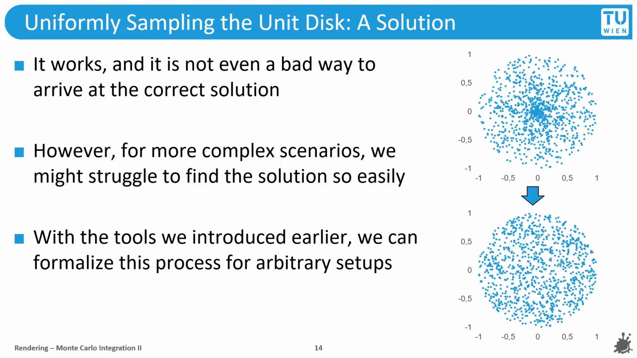You can take the solution and apply it and it will work fine, but we will show you a more formal solution so that you also have the necessary tools if you have to solve more complex tasks than this. So what follows is a formal method to achieve uniform sampling of random variables under transformations.